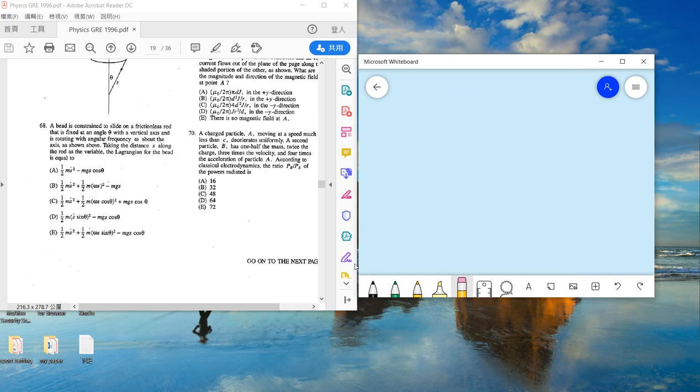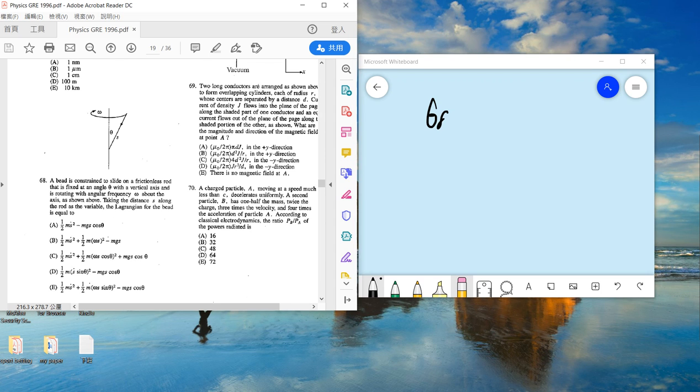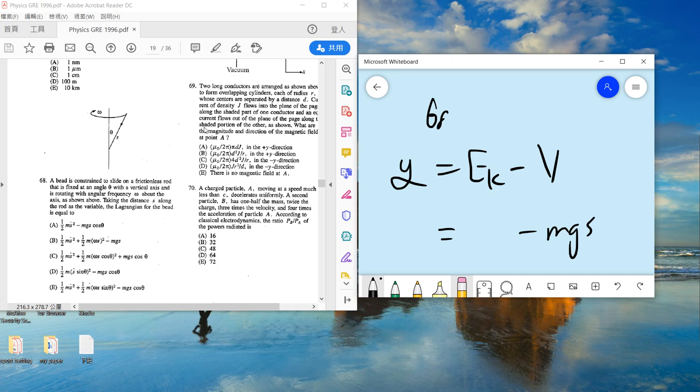Okay, so 68 is simple. You have a rotation, and someone asks you about the Lagrangian. The Lagrangian is just kinetic minus potential. In this case, the potential is just minus mgs cosine theta. This is mgh. The difficult part is the kinetic term, since you have two directions.